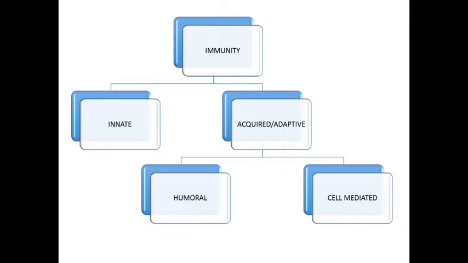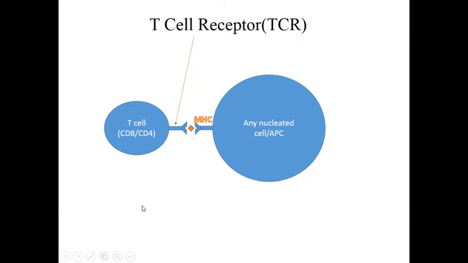Cell-mediated immunity is mediated by T cells, and T cells can recognize only those antigens that are presented to them complexed with an MHC molecule, so they are called MHC restricted. This is a simplified figure showing a T cell and another cell with an MHC molecule on its surface. This T cell can be either a CD4 T cell or a CD8 T cell.